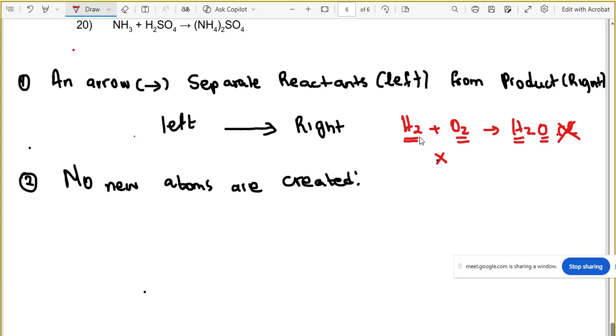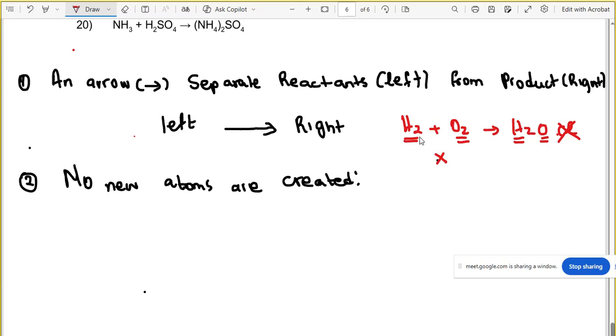So what I'm saying is that only atoms that are present left of the arrow may be present right of the arrow. So if there was no Cl in the reactants, then there can't be Cl in the products. Okay. You understand? Yes. Okay. And that's what I wanted us to talk about.